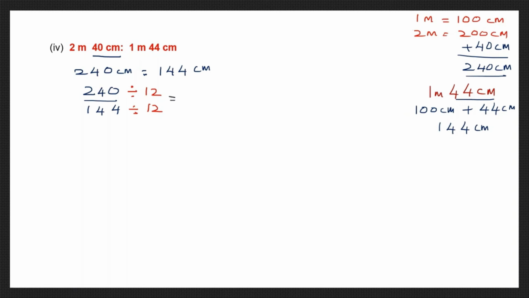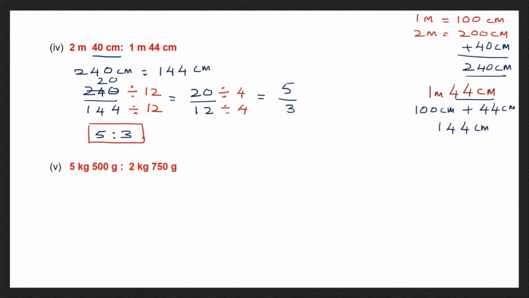12 twos are 24, isn't it? 12 twos are 24. So add the 0, I get 20. Here, 12 twelves are 144. Divide both by a common factor. Here I can divide both by 4. Both are divisible by 4. So what do I get? 4 fives are 20 and 4 threes are 12. So my fraction is 5 by 3. My ratio will be 5 is to 3. So my final answer is 5 is to 3.